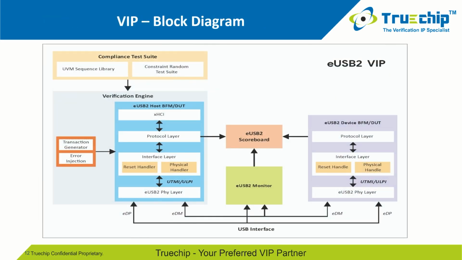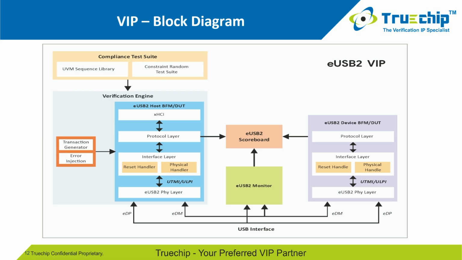As embedded systems become increasingly complex, ensuring the reliability of interfaces like eUSB2 is paramount. To help you achieve this, TrueChip offers a comprehensive verification IP solution. Let's explore how it works.